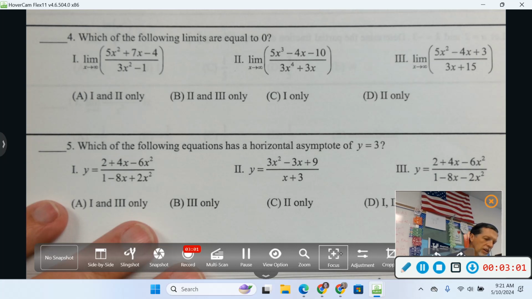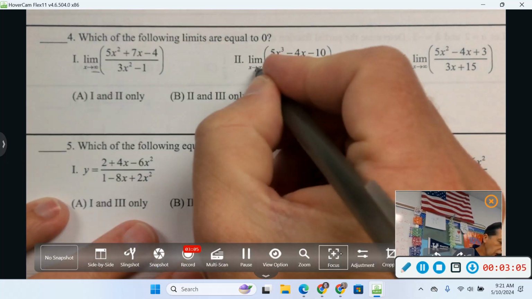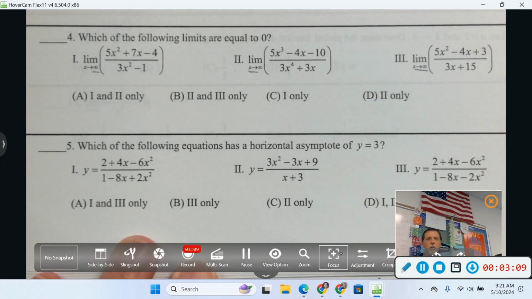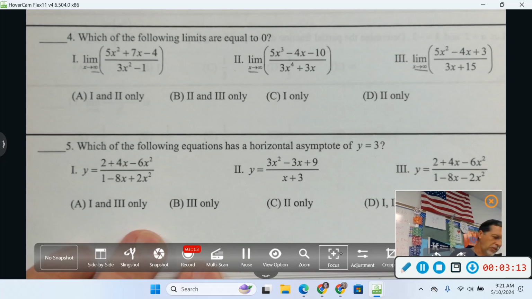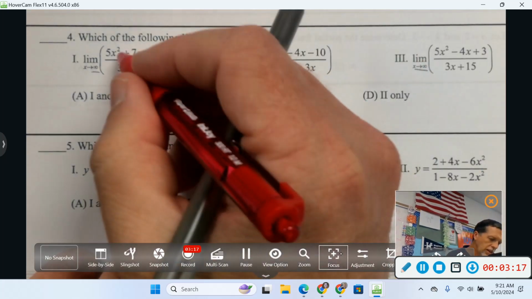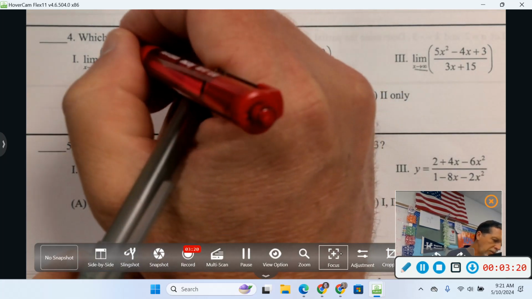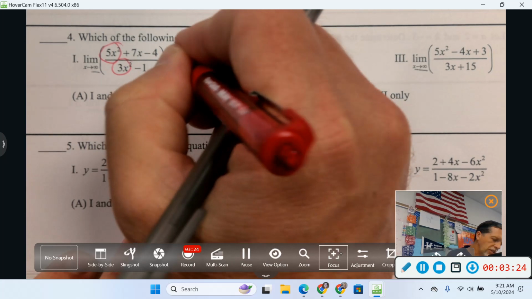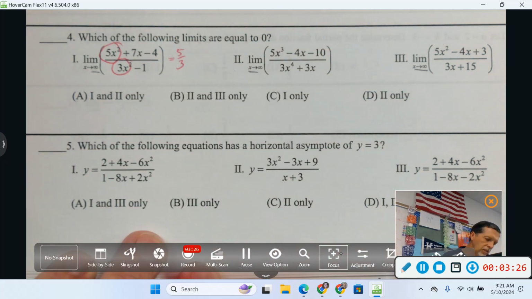Number 4, which of the following limits are equal to 0? Okay, they're all going to infinity, so I can use the top no, bottom O equal co thing, or I can just think about who's bigger, which leads to top no, bottom O equal co. So the first one, the biggest terms are the x squareds, so that's eventually going to reduce to 5/3. So that's not equal to 0.